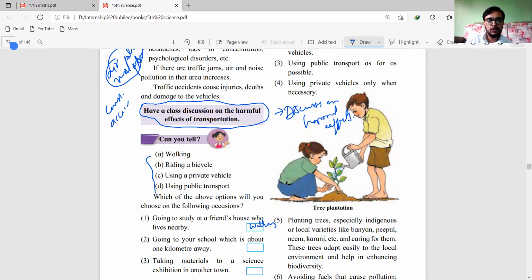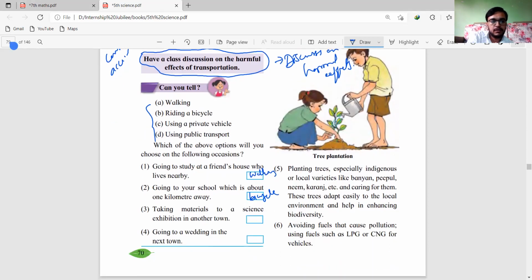Going to your school, which is about 1 kilometer away. What will we use? Right. Bicycle. Taking materials to a science exhibition in another town. Use a public vehicle. Right.